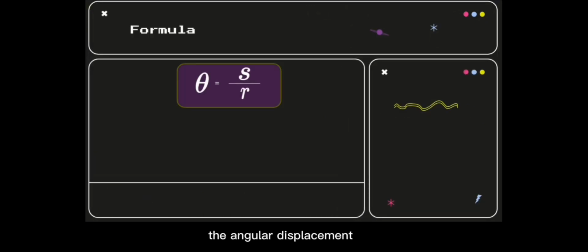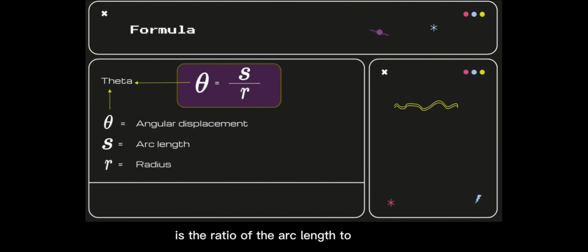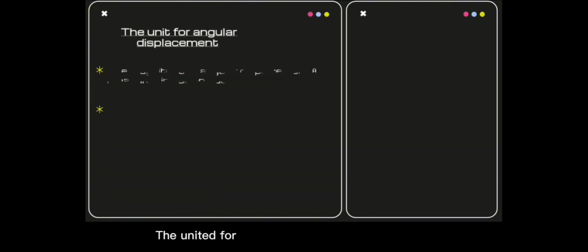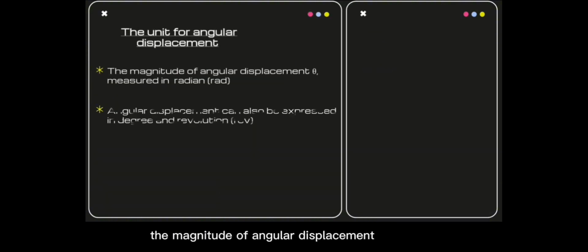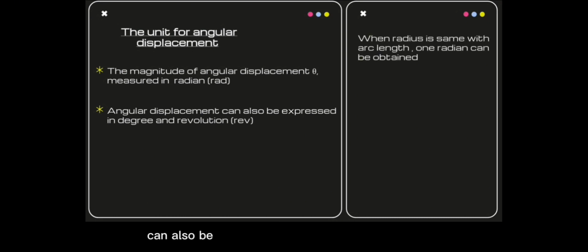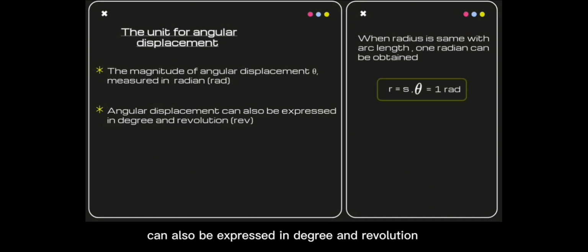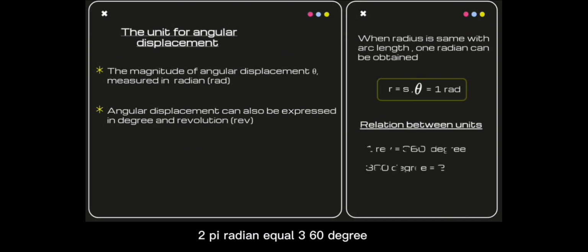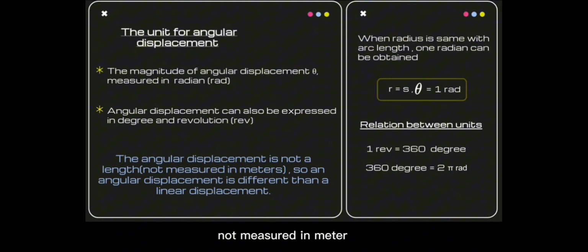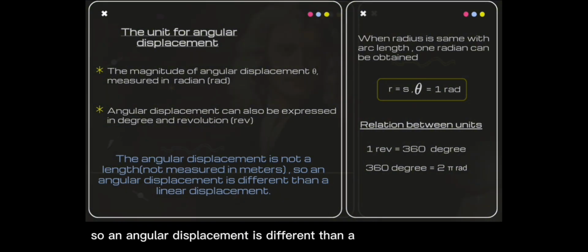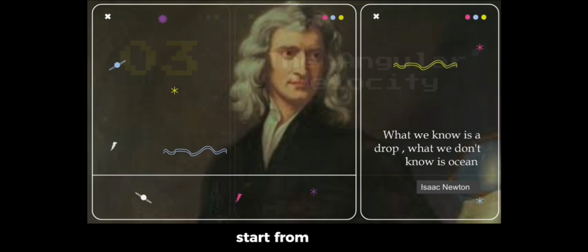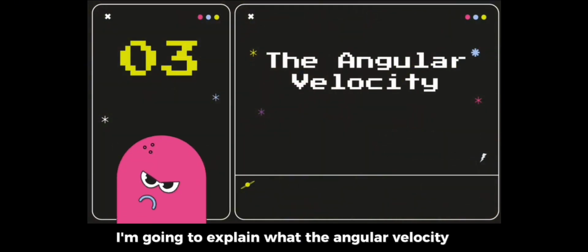The angular displacement is the ratio of the arc length to the radius. The unit for angular displacement is the radian. The magnitude of angular displacement theta is measured in radians. Angular displacement can also be expressed in degrees or revolutions. 2 pi radians equals 360 degrees. Angular displacement is not a length nor measured in meters, so angular displacement is different from linear displacement.